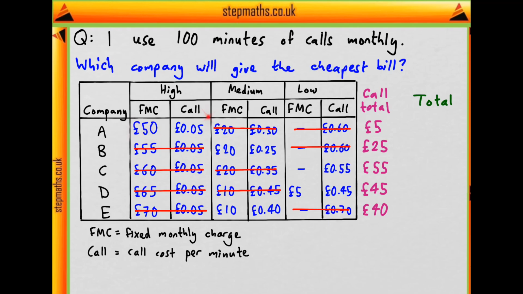So for A, 50 plus 5 is 55. For B, 20 plus 25 is 45. For C, it's free, then we're just paying £55 for calls. For D, it's £5 plus £45, which is 50. Then finally for E, we have £10 plus £40, which is £50. So which company gives us the cheapest bill? So clearly 45 is the lowest total here, so company B is our answer.